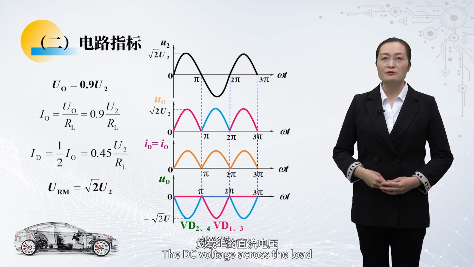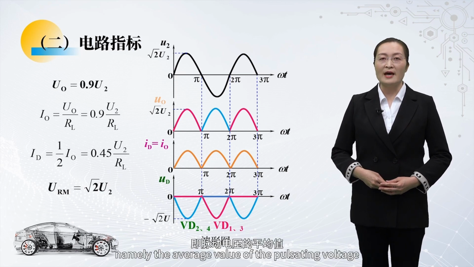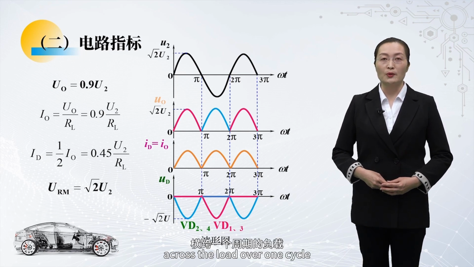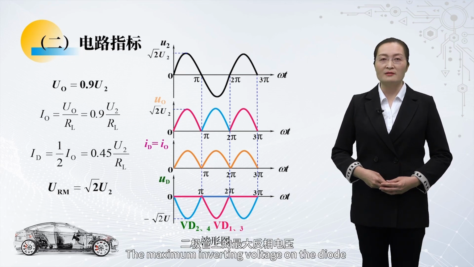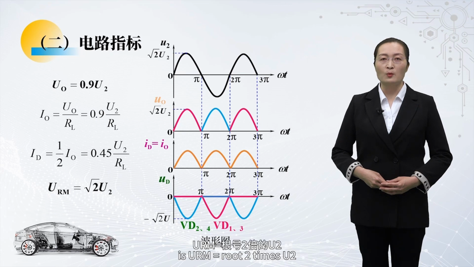The DC voltage across the load, namely the average value of the pulsating voltage across the load over one cycle, is UO equals 0.9 U2. The maximum inverting voltage on the diode is URM equals root 2 times U2.